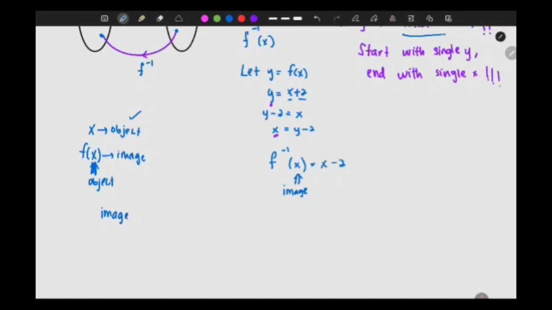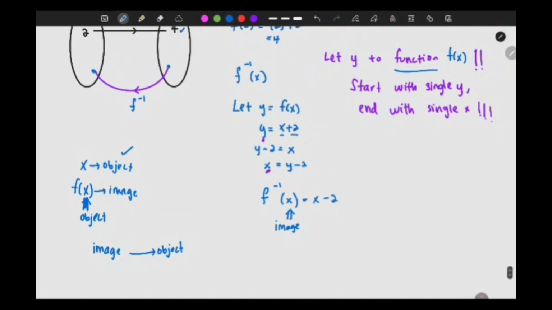Four minus 2, 2. There, from 4 I start, I go here as the inverse, I take the reverse bridge, I reach 2. From image to object. That is overall for inverse function.